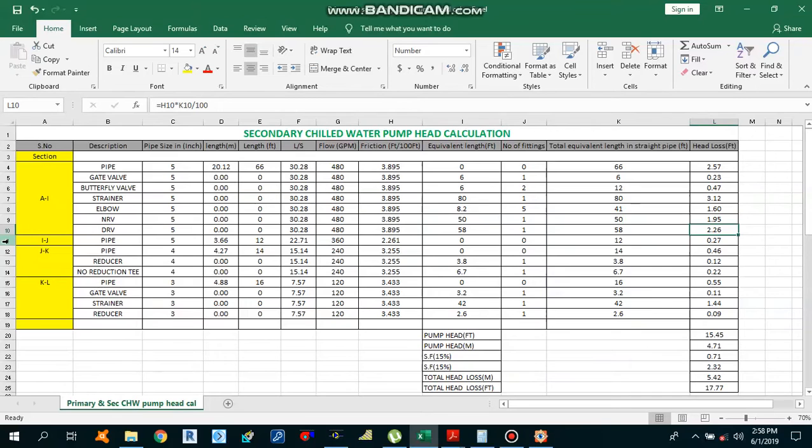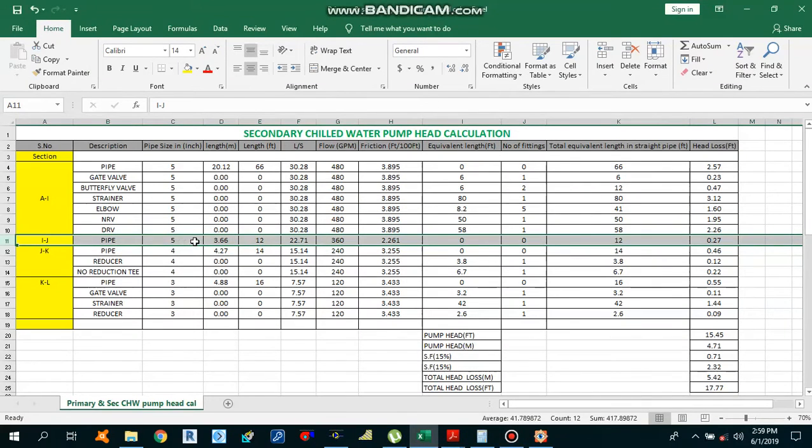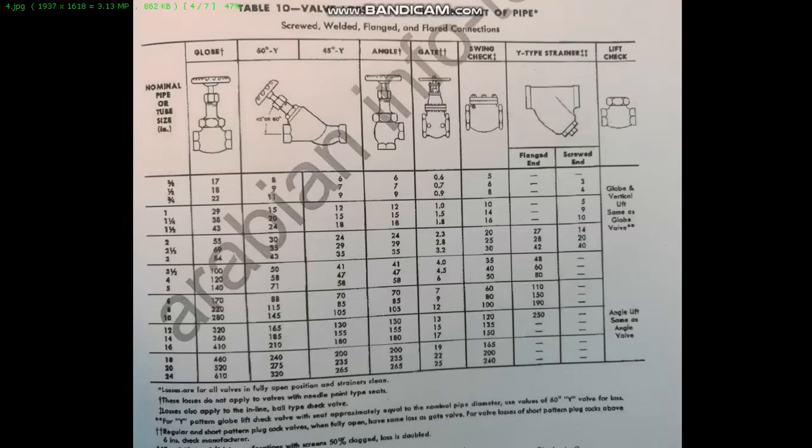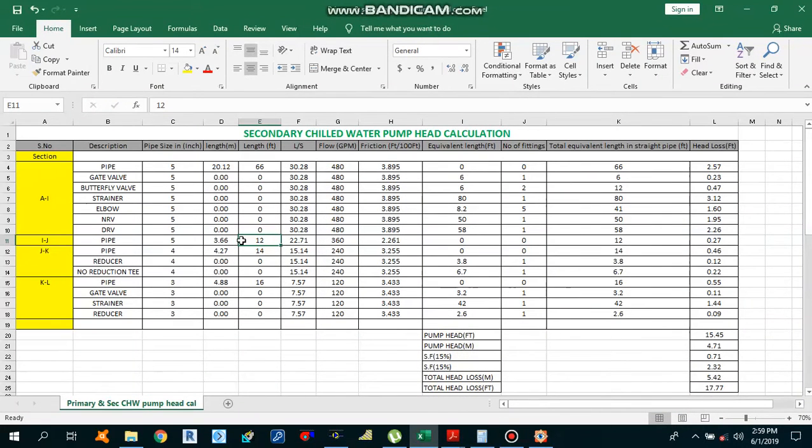So the next section is I to J. I to J, there is no fitting, only straight pipe. As you can see, the pipe size is the same, only the flow rate is changed. So the flow rate is 360 GPM and the pipe size is 5 inches. And the length from I to J is 12 feet. So we have 12 feet, that is equal to 3.66 meters, flow rate 360 GPM, that is 22.71 liters per second.